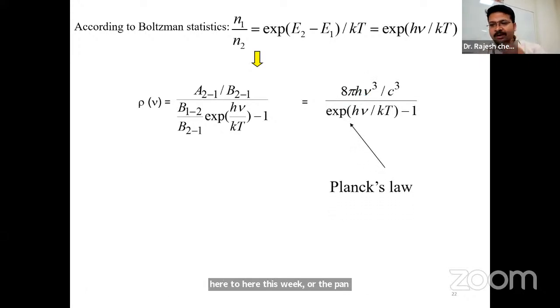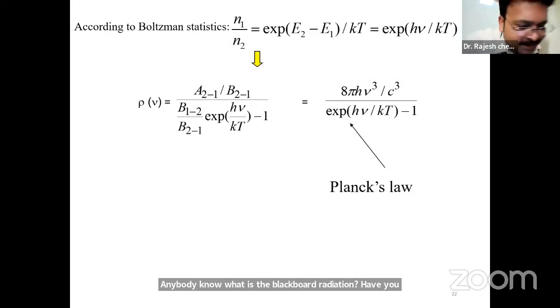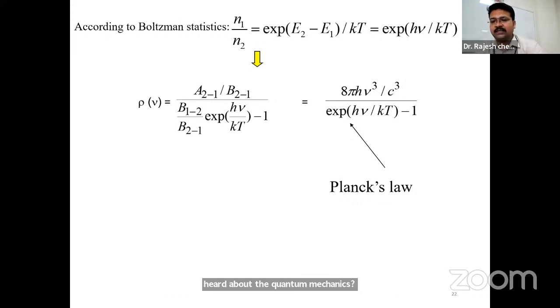Does anybody know what black body radiation is? Have you heard about quantum mechanics? This is the starting point for quantum mechanics. Understand? What is black body radiation? Does anybody know what a perfect black body means? Anyone? What is meant by a perfect black body? Any idea? Whether light is a radiation or consists of a number of particles?